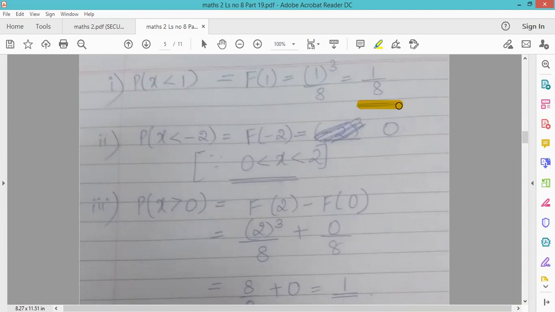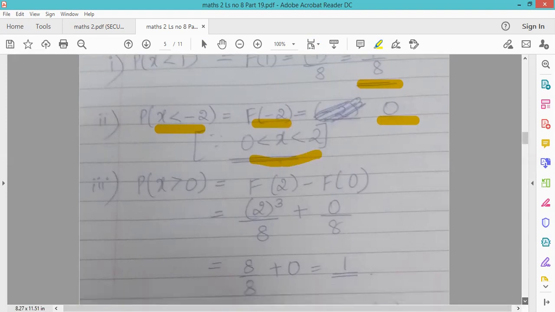Coming to the next one, probability of x less than minus 2. Now if you all paid attention in class, the condition put forward was 0 less than x less than 2. So the numbers which come between 0 to 2 are 0, 1 and 2. There is no scope for negative numbers over here. So f of minus 2 is 0. It does not exist because it doesn't fit in this particular condition.